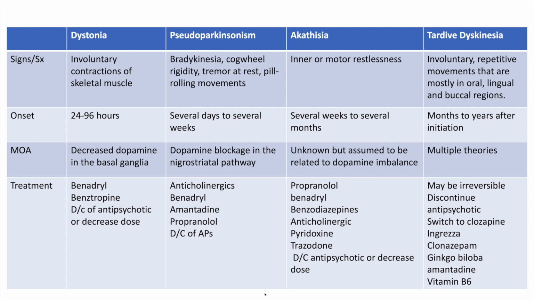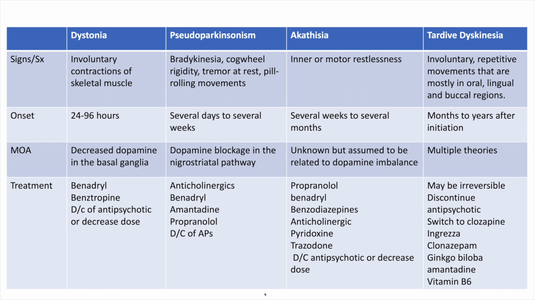And then there is tardive dyskinesia, which takes months to years to develop. It's involuntary, repetitive movements that are mostly in oral, lingual, and buccal regions. I've seen this twice. One was in a guy. He could not stop twisting his neck around or stop moving his tongue around, and the same thing I saw in a woman as well. There are multiple theories of why this occurs, but people mostly believe it's due to long-term dopamine blockade. And this condition, unfortunately, can be irreversible.